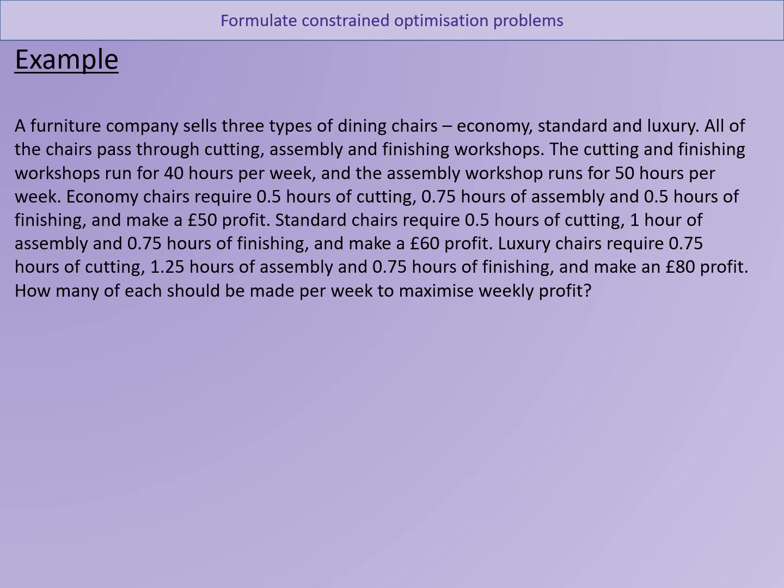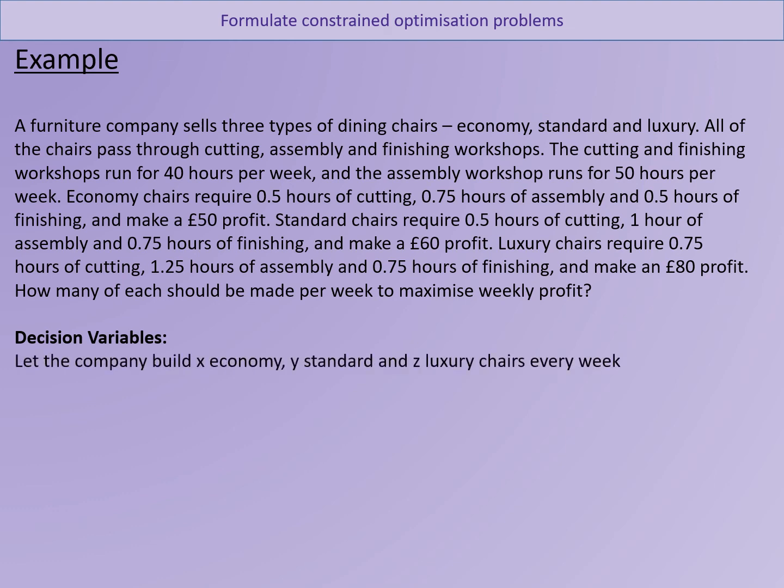Next, pause the slide and formulate this as a linear programming problem. You may find it easier to put the information into a table before you write down the constraints. Don't forget to define the variables first. So we're going to define the variables. The company is going to build X economy, Y standard and Z luxury chairs each week. The objective function is again to maximise the profit, and the profit is given as P equals 50x plus 60y plus 80z. That comes from the profit on each of the three types of chair.